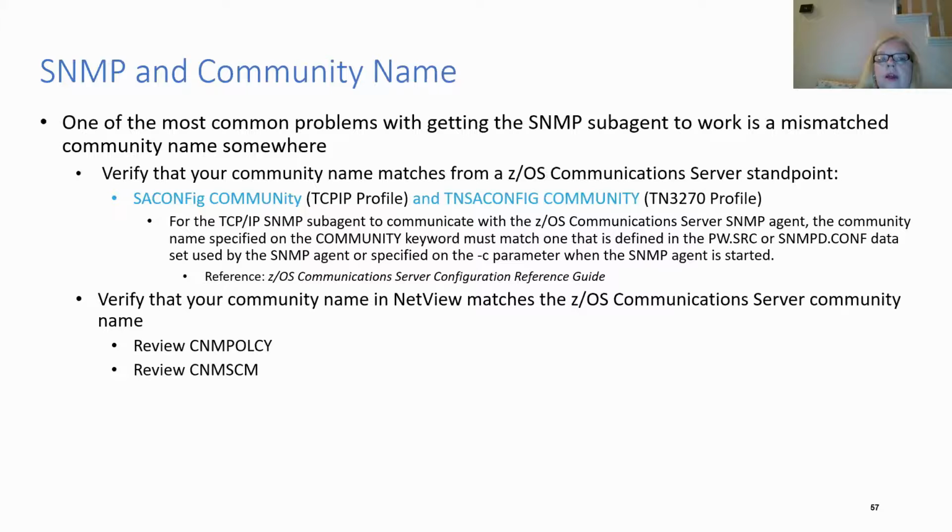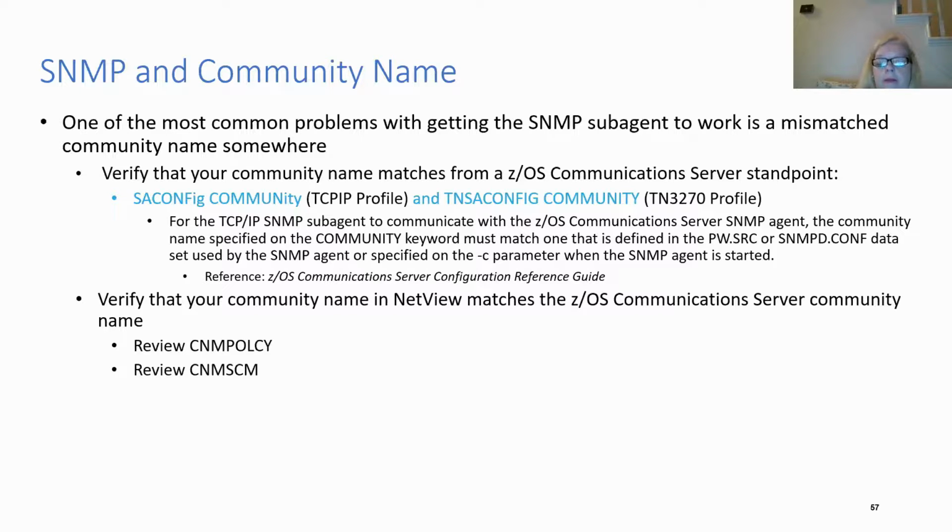Okay, for those functions that require SNMP, you've got to get the community name matched between COM server and Netview. And that's the most common problem we see, is those don't match. So from a COM server standpoint, in your TCP/IP profile, it's SA config community, and then you specify your name, or in your TN3270 profile, it's TNSA config community.